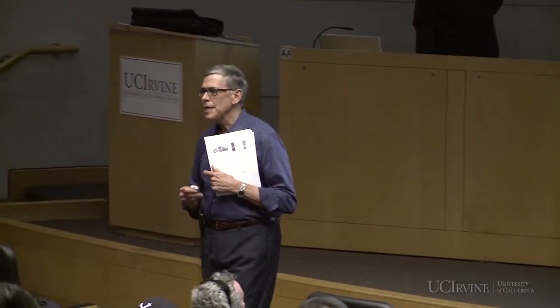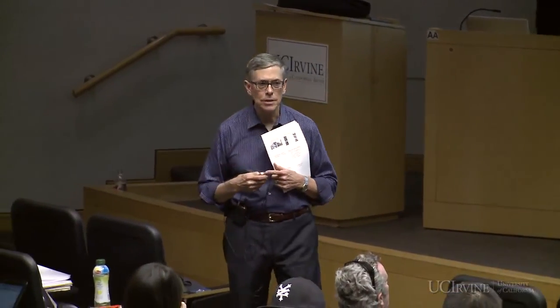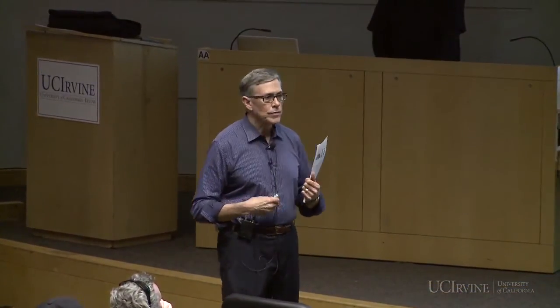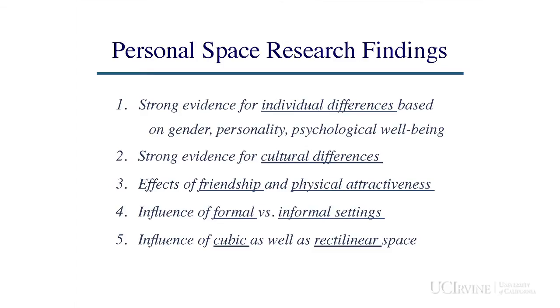And just by way of summary, and these are actually covered in the chapter that I assigned during the second week of the class, or maybe it was class session 2, on the environmental context of behavior and well-being, that chapter reviews some of these research findings. Evidence for individual differences in personal space, strong cultural differences, friendship and physical attractiveness obviously play a big role in people's personal space needs in any given situation. In informal settings, people's personal space needs shrink down. They're not as demanding as in a formal setting.